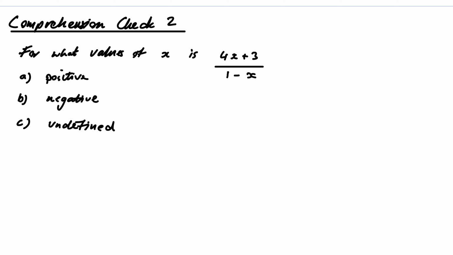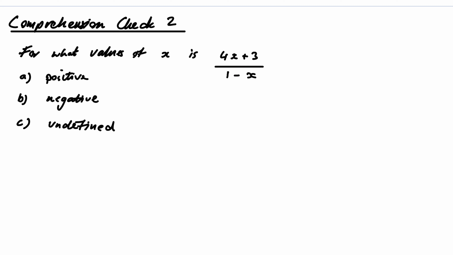Okay, so let's go through this in the way we've just done this example. We've got two expressions to worry about: 4x plus 3 and 1 minus x. And we're taking a ratio of the two of them. And what do I know?